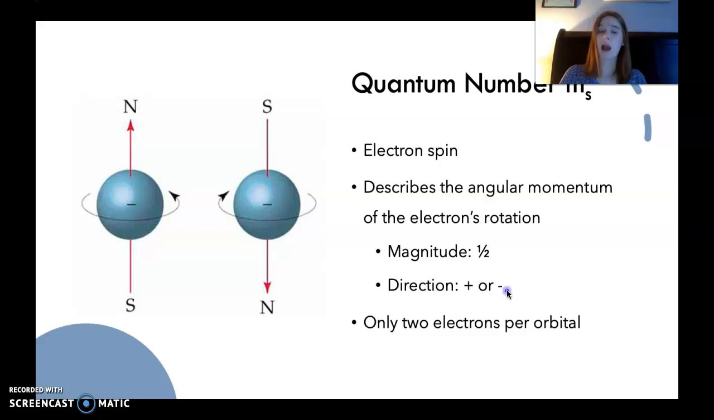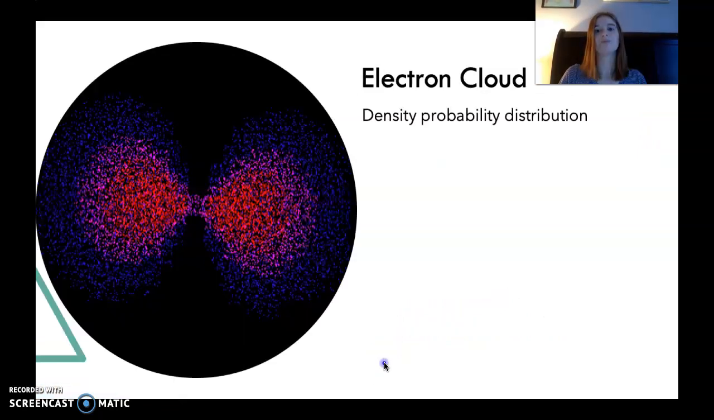Now, according to the Pauli exclusion principle, we know that every electron must have a unique set of quantum numbers. No two electrons can have the exact same quantum numbers. And basically, this just means that in every orbital, only one electron can spin up and one can spin down. And so there's never any more than 2 electrons per orbital, one spinning up and one spinning down.